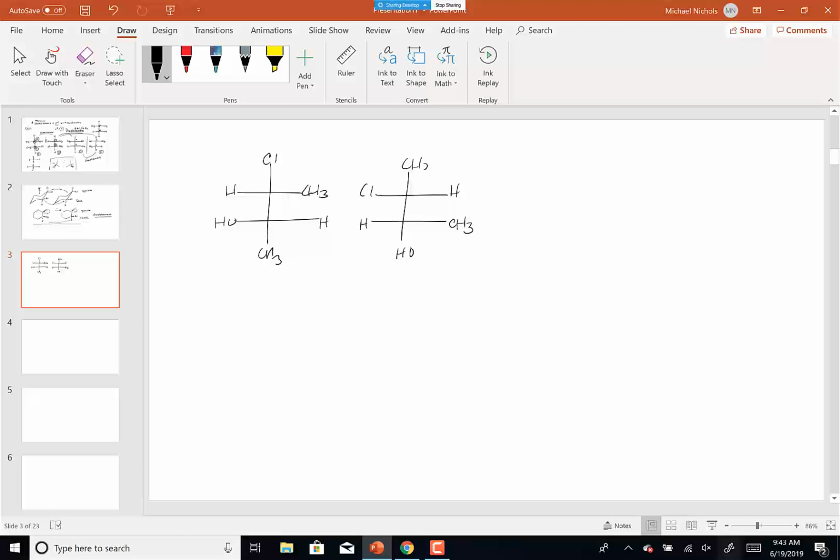So here are two Fischer projections. Are they enantiomers or diastereomers? Actually, there's a third choice now. They could be the same. They could be exactly the same molecule. Let me do this one in my head. You may be right.